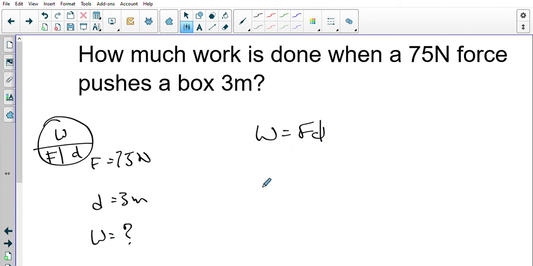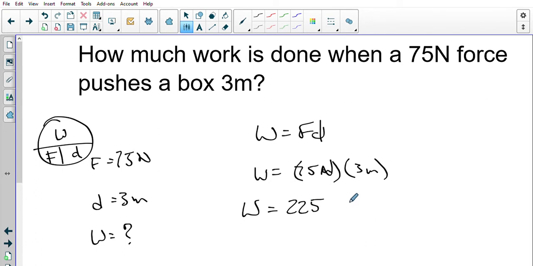This is the format. And so our work then is equal to our force, 75 newtons, times the distance, which is 3 meters. And we just then could use our Casio FX260 solar, and our work then is equal to 225. Well, here we have newtons times meters, so these are newton meters. But I'll tell you this, there's an "or" here, and the "or" is that this can also be joules. And joules is the unit of energy.